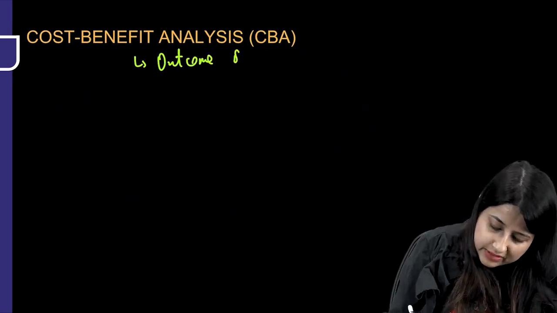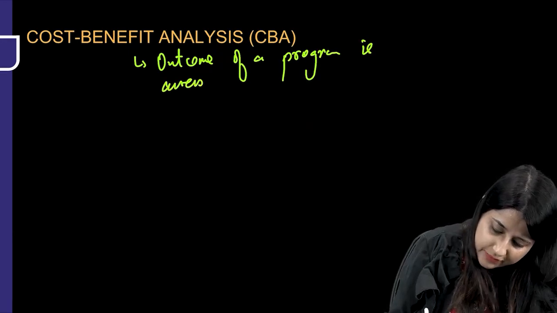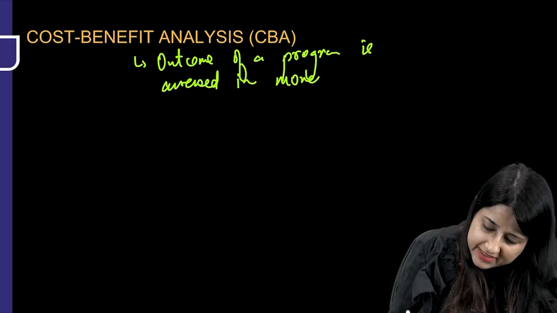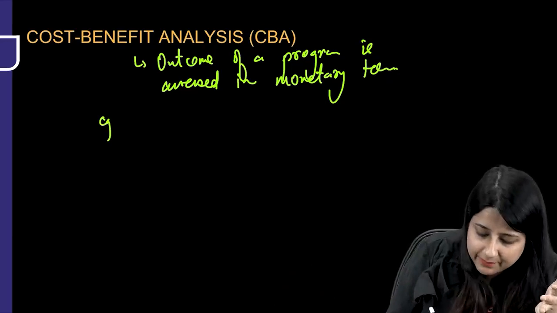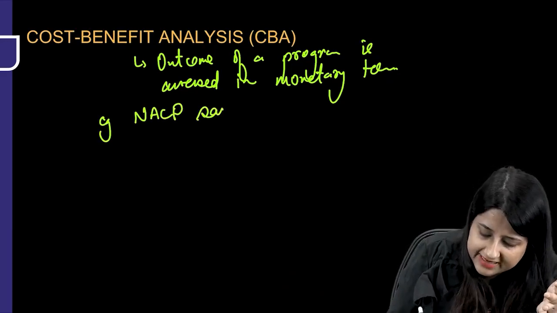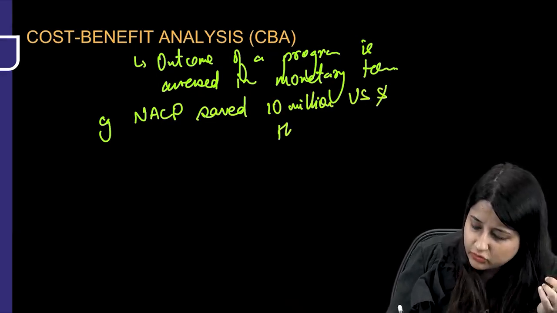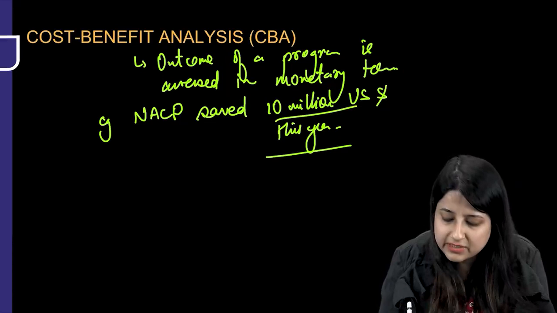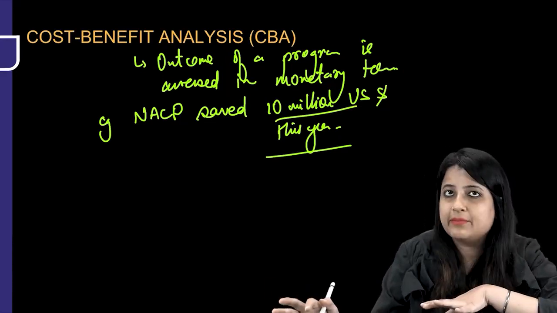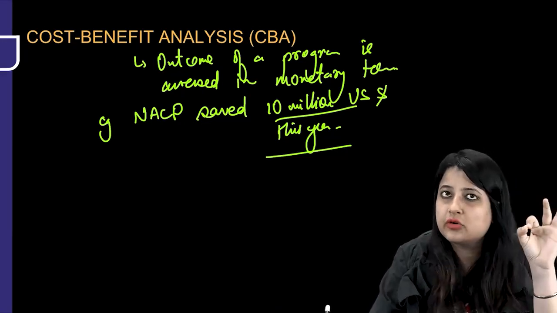What is cost benefit analysis? In this, the outcome of a program is assessed in monetary terms. Your input is money and your output is also money. Example: NACP saved $10 million this year. It means that if so many people would have fallen ill, the government would have additionally spent $10 million on protecting and treating them. So in cost benefit, input is in money and output is also in terms of money.